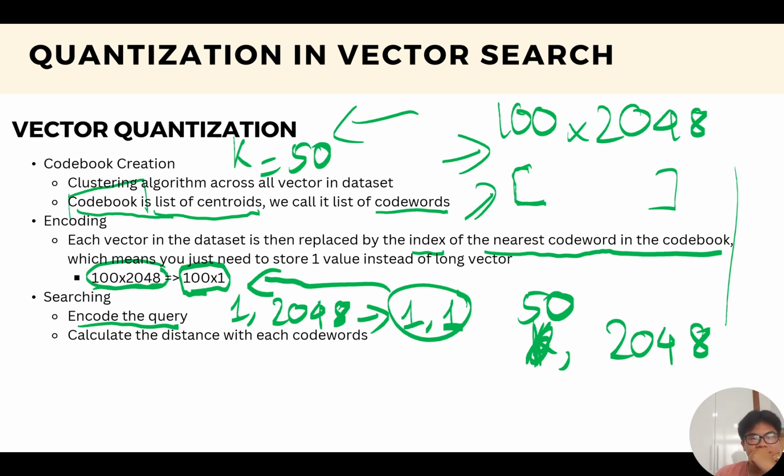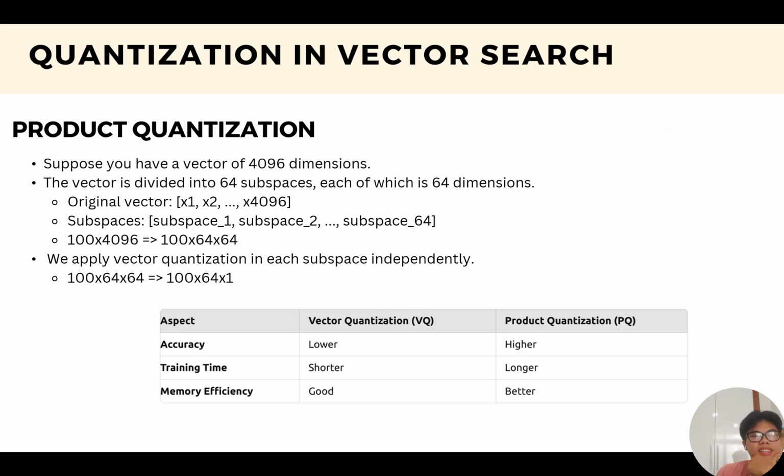About product quantization. Suppose you have a vector of this dimension. Here is how it works step by step. The vector is divided into 64 subspaces, and each of which is 64 dimensions.